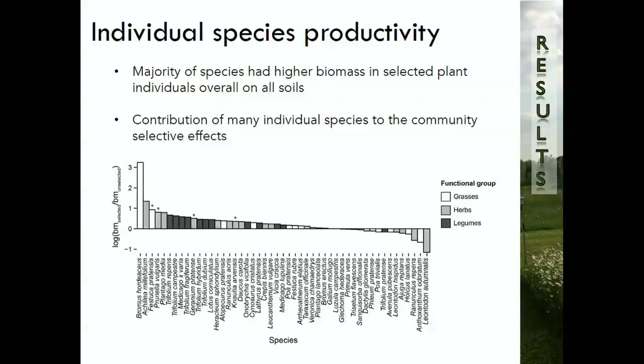And we can see that for the majority of species, actually, they had a higher biomass in the selected treatment. So it seemed like several, or at least the majority of species, are actually driving what we see in the field.